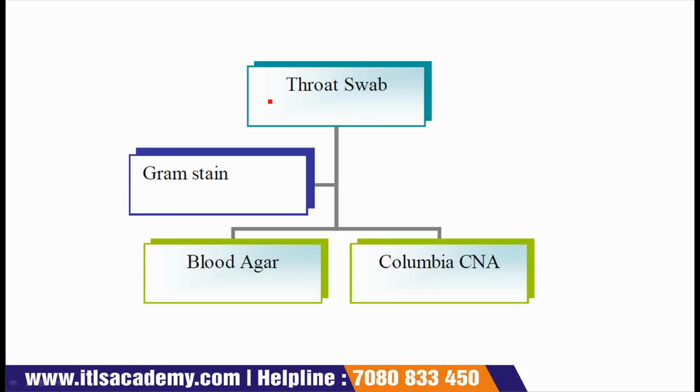You can see the culturing procedure. First of all, a throat swab is taken. Gram staining is done. After the process of gram staining, culture is processed in blood agar and Columbia CNA.